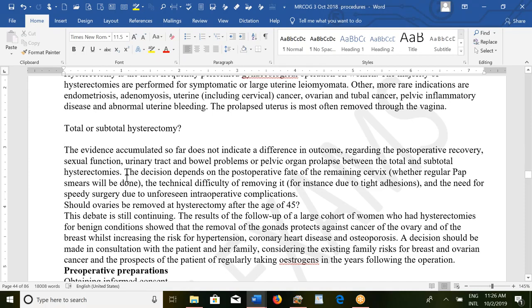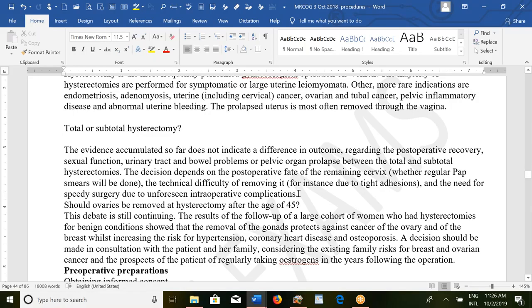The second thing you need to tell the patient is that since the cervix is left behind, maybe some endometrial tissue is still inside the cervix. So the patient can have bleeding at the time of the periods. She will say that she doesn't have a uterus, but still it can bleed from the cervix. Then the surgeon will decide depending on technical difficulty of removal, for instance due to tight adhesions, and the need for speedy surgery due to unforeseen intraoperative complications.